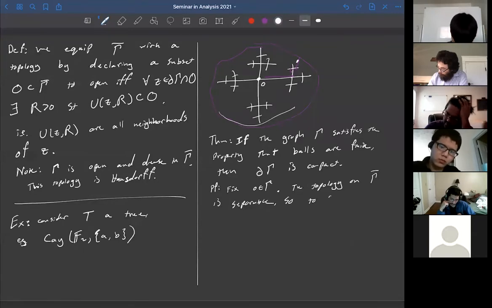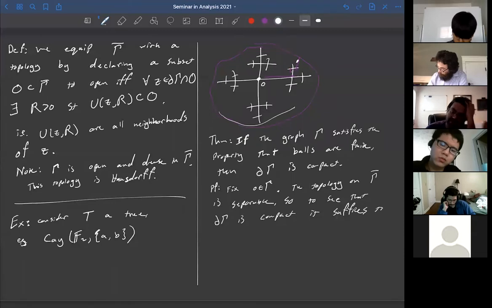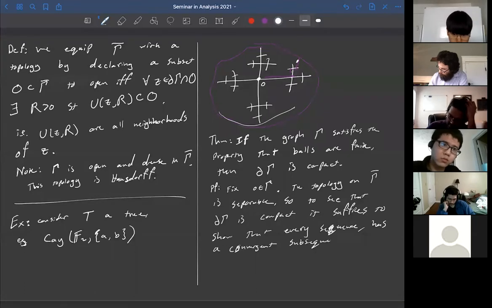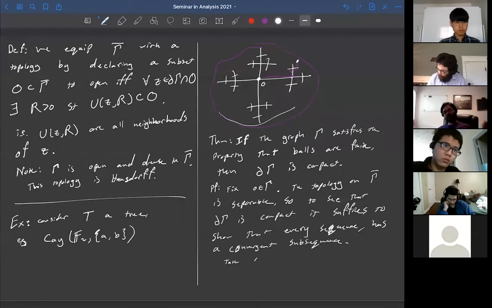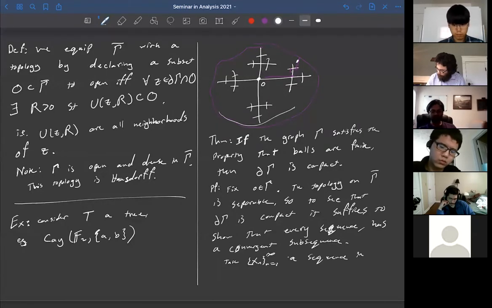So to see that the boundary is compact, it suffices to show that every sequence has a convergent subsequence. All right, so in general, a topological space is compact if every net has a convergent subnet. Here we can deal with sequences since it's separable. So let's go ahead and take x_n, a sequence in the boundary.